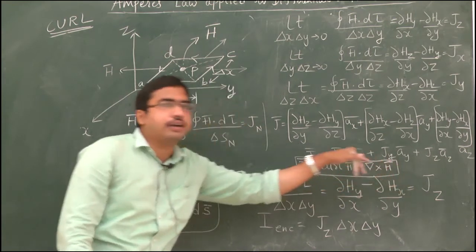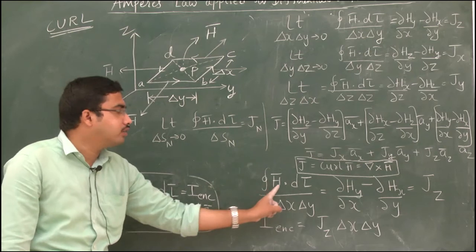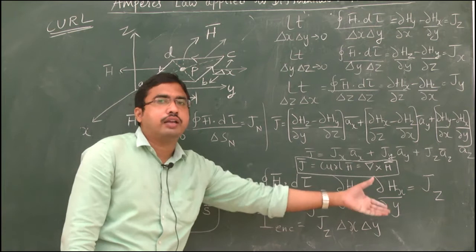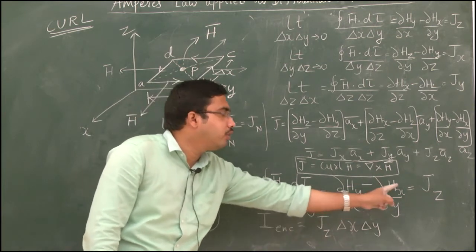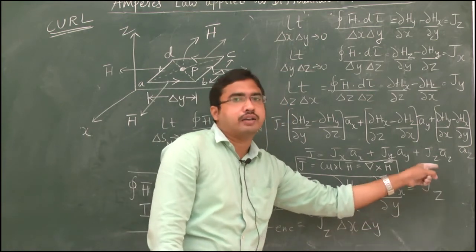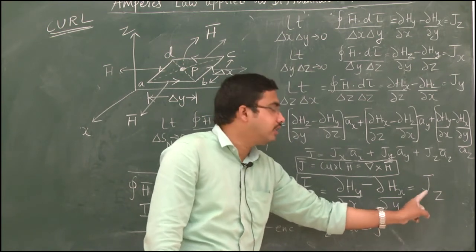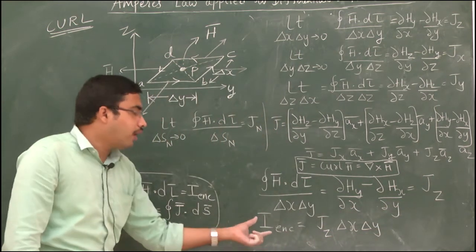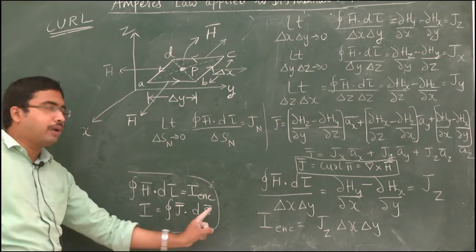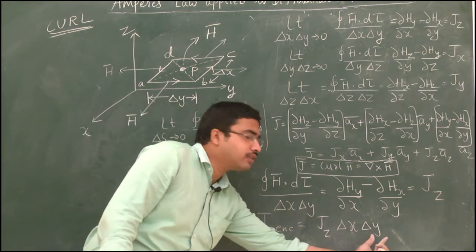Now if I send that delta x into delta y to the denominator, then it will become integral H bar dot dl bar by delta x delta y is equal to, your right hand side, dou Hy by dou x minus dou Hx by dou y, which is equal to the z component of current density. Why am I defining this as the z component of current density J? Because we already know that the enclosed current I is equal to integral J bar dot dS bar. Here dS bar can be compared to delta x delta y.